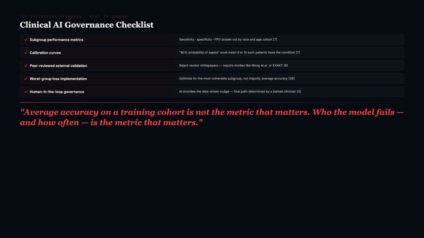Demand model cards with subgroup sensitivity, specificity, and positive predictive value broken out by race and age cohort. Require independent, peer-reviewed external validation, not vendor documentation. Implement worst group loss optimization. Average accuracy on a training cohort is not the metric that matters. Who the model fails and how often is the metric that matters.